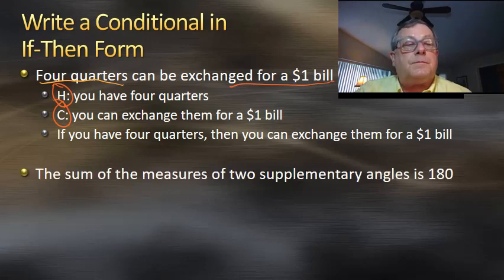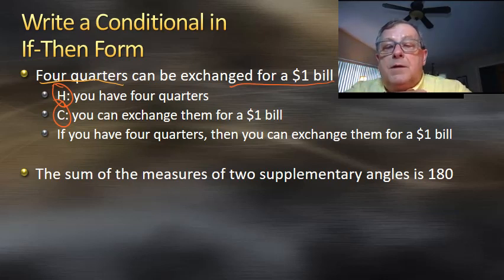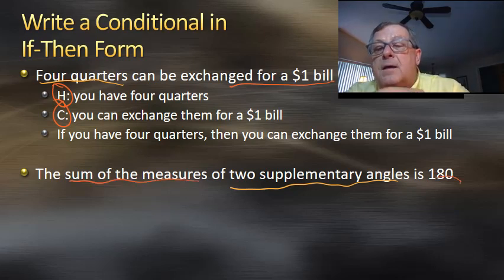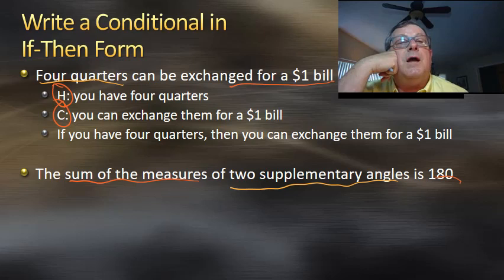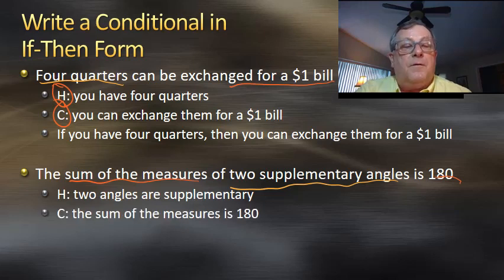Let's look at one other. The sum of the measures of 2 supplementary angles is 180 degrees. Well, maybe we would identify the 2 supplementary angles as our hypothesis, and the sum of the measures being 180 as our conclusion. Let's see what we have here. Okay, so the hypothesis is that the 2 angles are supplementary. Therefore, the conclusion is that the sum of the measures is 180.